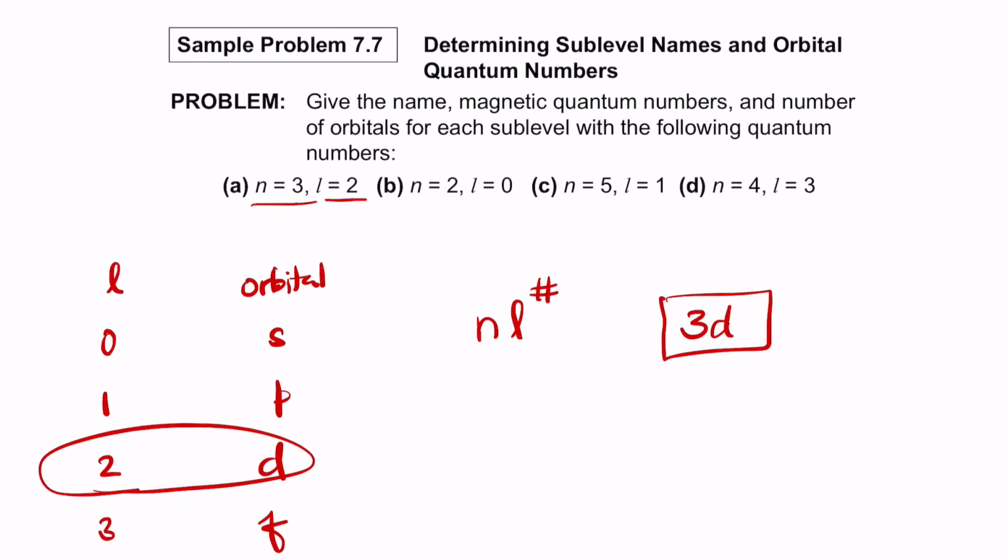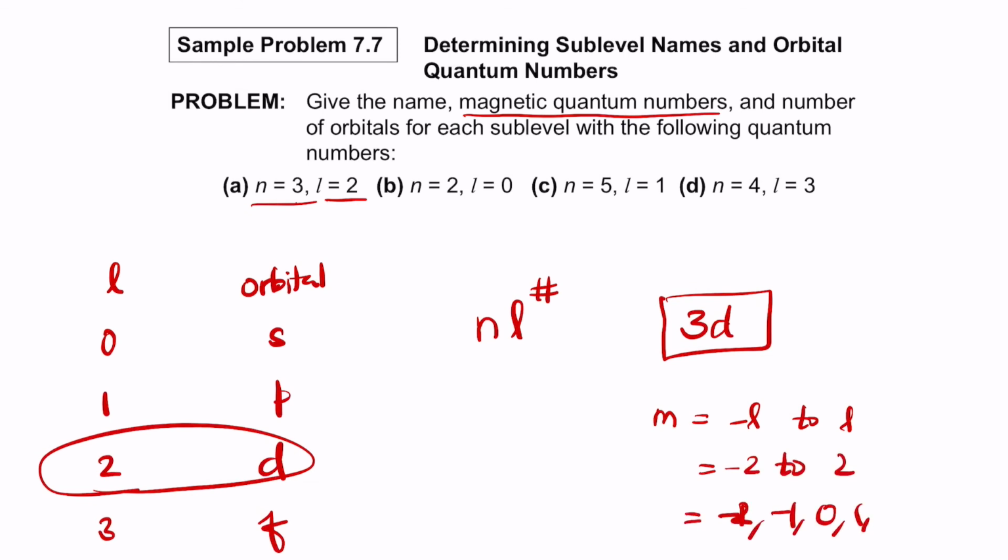Because they are asking us to give the name, magnetic quantum numbers and the number of orbitals for each sublevel, now let's try and find them for 3d here. When L equal to 2, we know that m is from minus L to L, so from minus 2 to 2, which becomes minus 2, minus 1, 0, 1, 2. So this is the value for m. Use the same principle now and write down the rest of the values. Pause the video right here and try to solve the rest of the problems.